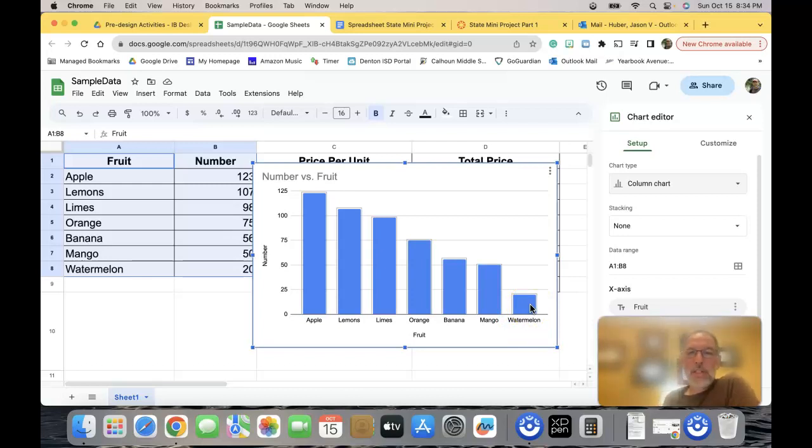Okay, so it's a really easy way to create a graph, great for the project that we're going to do, but also for lots of other projects in your science class and your math class and even your social studies class. You can use this feature to create some really cool graphs for a variety of different projects that you might be doing. Okay, so there we go.